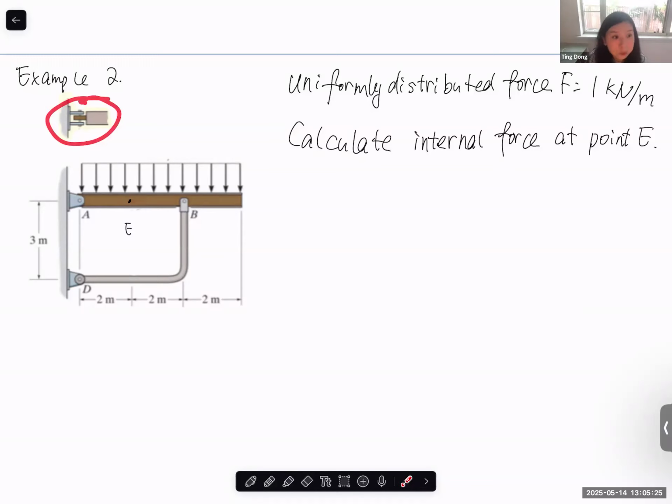You can ignore this part for now, because this is just to show that it's double shear at this joint, at this pin joint. We talk about double shear and single shear later. But for calculating only the internal force at point E, we can just ignore this one. So how to calculate internal force at point E?